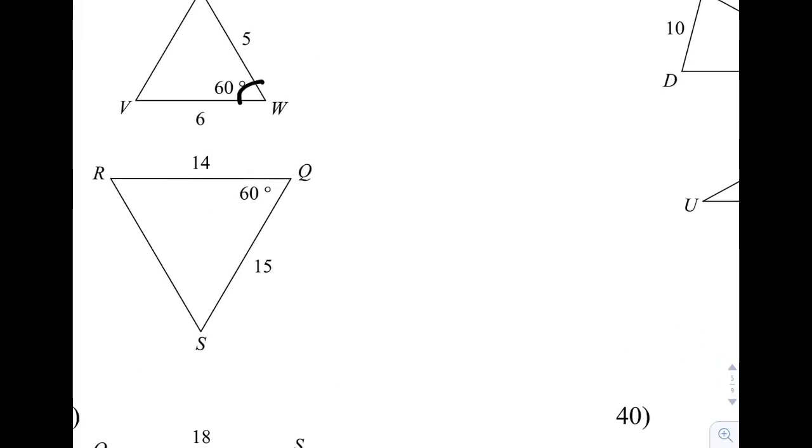Same idea applies here. This angle and this angle are the same. So as long as these sides end up being proportional with each other, then you would be good to go. Good luck.